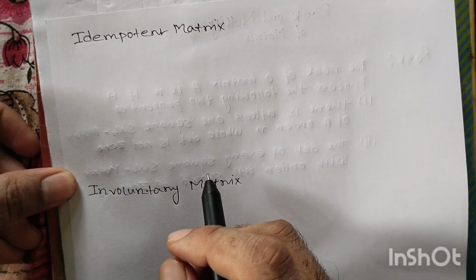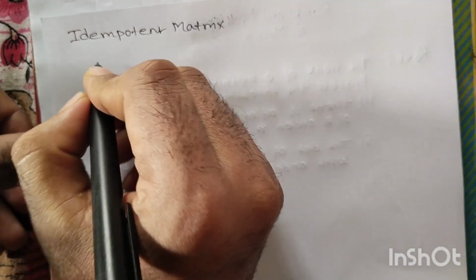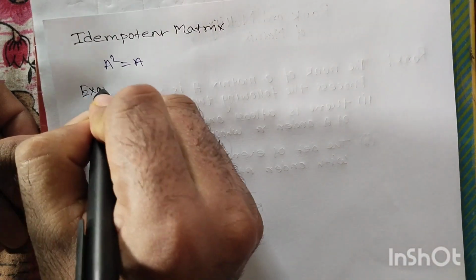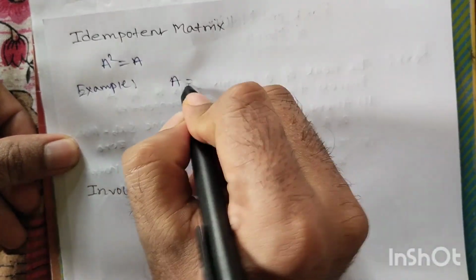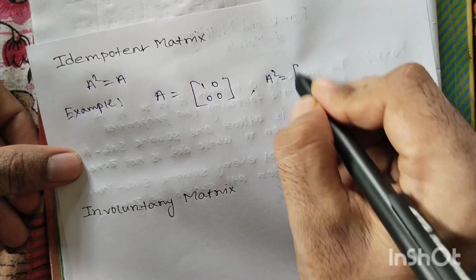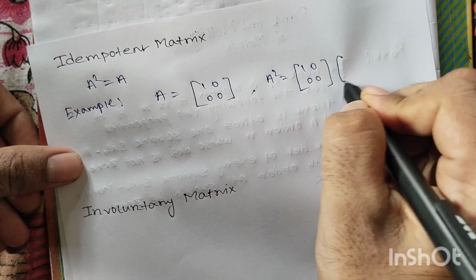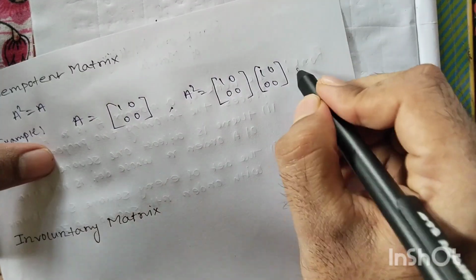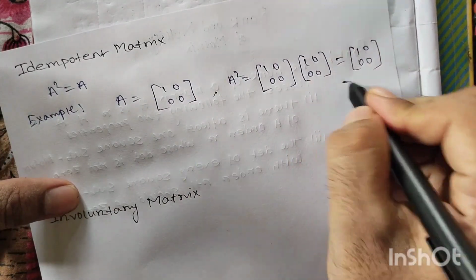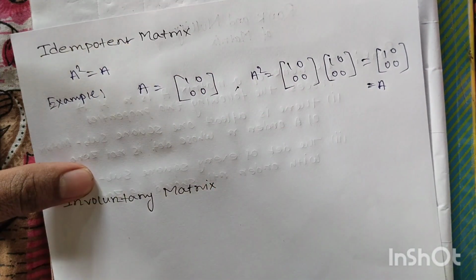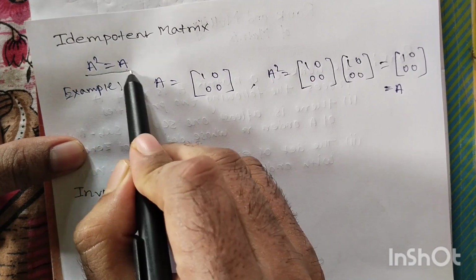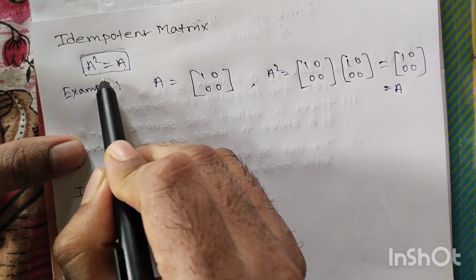A matrix is said to be idempotent if A square is equal to A. Okay, let's take an example. Let's take 1 0 0 0. Now what is the square of A? If you multiply those two matrices, it should be the same. So A is an example of idempotent matrix. The definition of idempotent matrix is that it should satisfy this equation, A square equal to A.